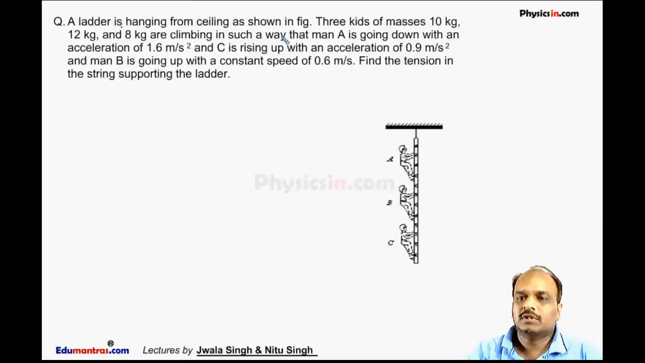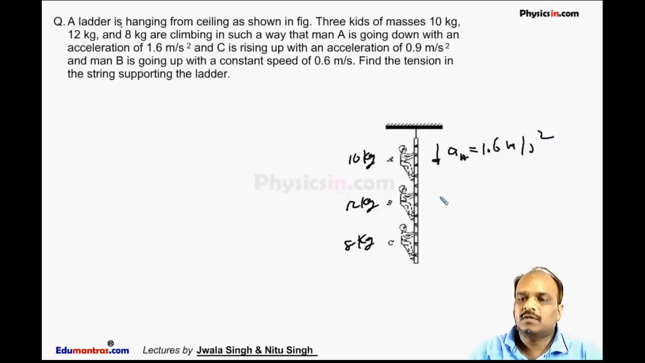A ladder is hanging from the ceiling as shown in this figure, and there are three kids. The mass of this kid A is 10 kg. The mass of B is 12 kg. The mass of C is 8 kg. These are the three kids who are moving on this ladder. A is going downward with an acceleration of 1.6 meter per second square. B is going upward with acceleration 0, with a constant speed. C is also going upward with an acceleration of 0.9 meter per second square.